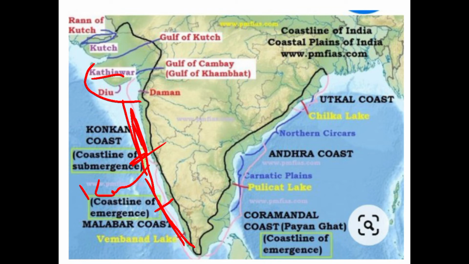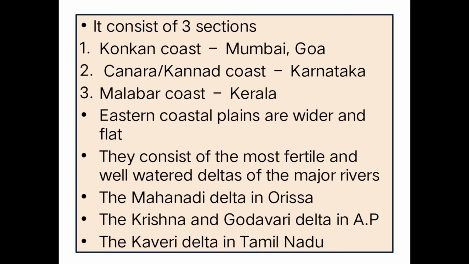The range covering Orissa to Andhra Pradesh, the Utkal coast, Andhra Pradesh region, northern Sarkar. This coast is the northern coast. The range from the edge of Andhra Pradesh to Tamil Nadu is the Koramandal Coast. The western coast consists of three sections: Konkan Coast, Mumbai, Goa. We also have the Kannada Coast, Karnataka, and the Malabar Coast, Kerala.